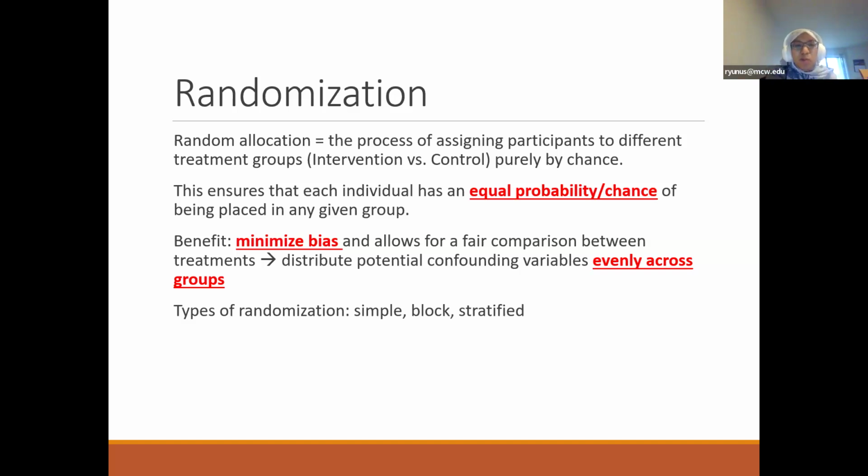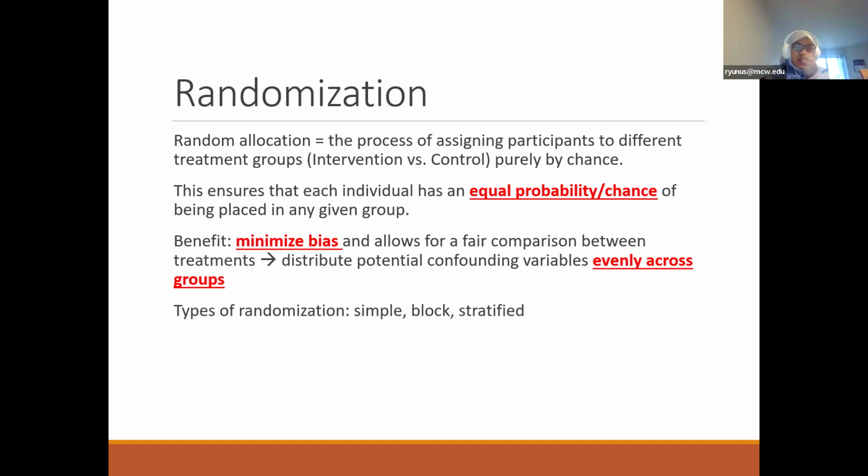Why do we do this? Because we want to minimize bias. We want to allow for a fair comparison between treatments, and we want to distribute the potential confounding variables evenly across groups, okay? We want to make sure that both groups of people, the one in the intervention arm and the control arm, are as similar as possible, because we want to lessen or minimize the impact of confounding variables. And this helps you a lot in the analysis stage later.